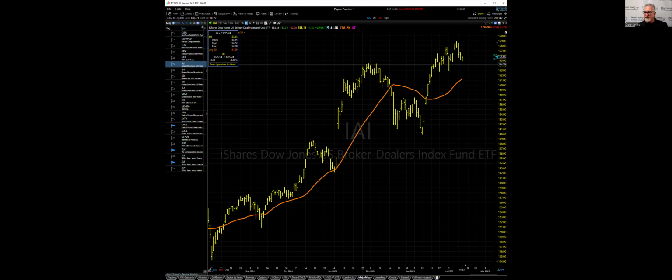And just getting back to the overall market, broker dealer, you could see another one of these areas that just kind of barely got past this peak and then came back in.